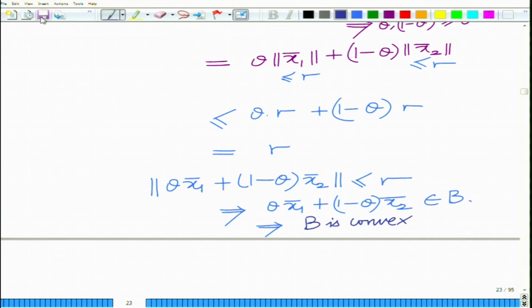Okay, and that is obvious. What we have been able to show is that for any 2 points x1 bar, x2 bar belonging to the ball, all their convex combinations also belong to the ball. Therefore, the norm ball is convex.